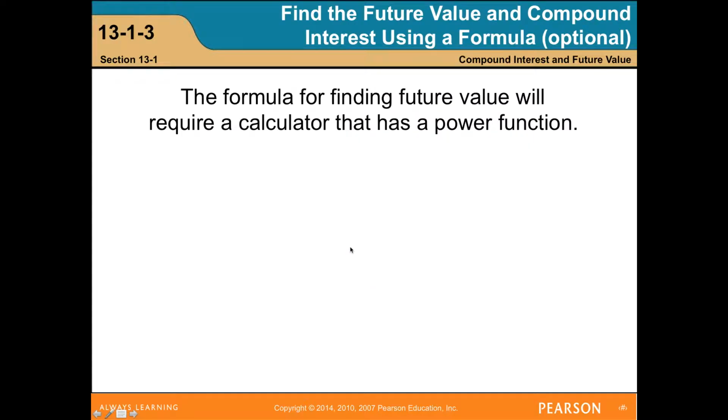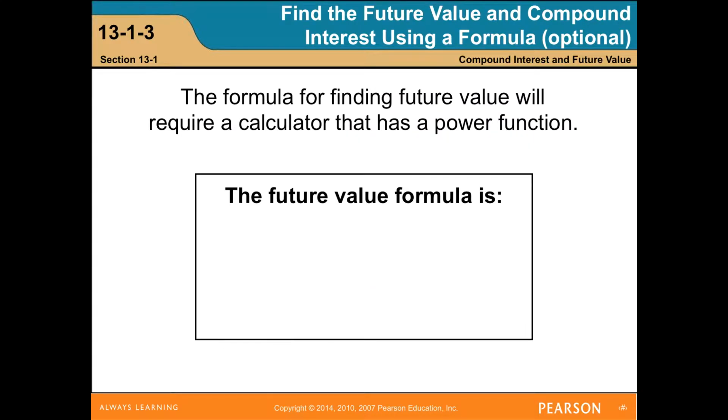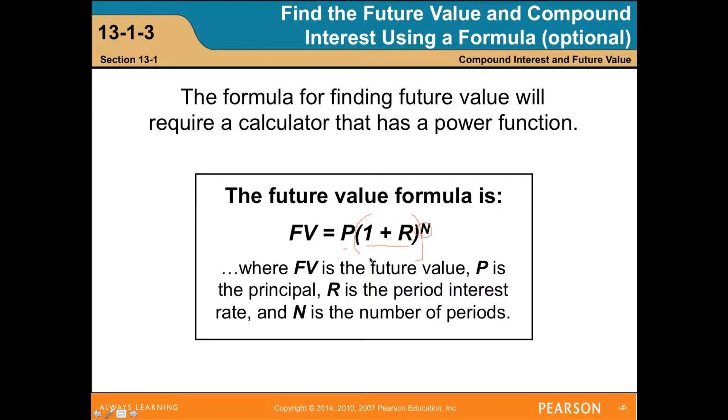The formula for finding future value will require a calculator that has a power function. The future value formula is FV equals P times (1 plus r) to the power of n, where FV is the future value, P is the principal, r is the interest rate per period, and n is the number of periods.